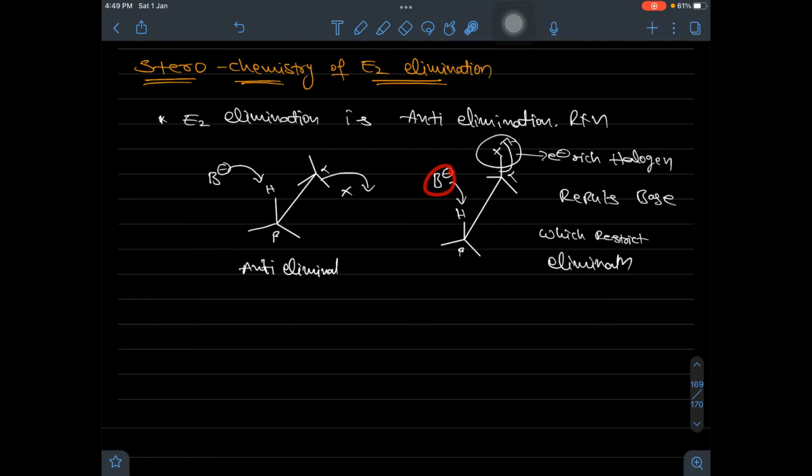Now this base is trying to abstract from here, but both are present in the same direction, syn elimination. So this electron-rich halogen will repel the base. When it repels, it cannot donate electrons easily to abstract the proton to form a double bond. So to avoid this repulsion, the E2 reaction always eliminates only in the anti manner. During this anti elimination, it might give you a cis product or even a trans product.